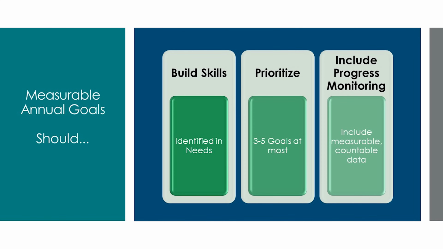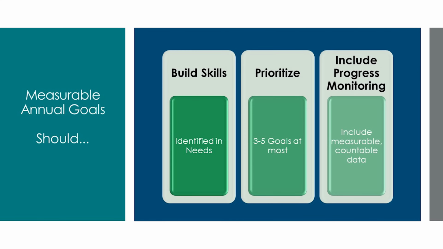Now we are going to take a look at a few important guidelines that need to be considered when preparing to write a measurable annual goal. Measurable annual goals should be created with the intention to build skills based on the student's current needs. Needs or student deficits are identified in the present levels of the IEP. Goals should also be prioritized, focusing on 3 to 5 goals at most. Prioritizing means to identify the student's most glaring needs and writing measurable annual goals for each of them.